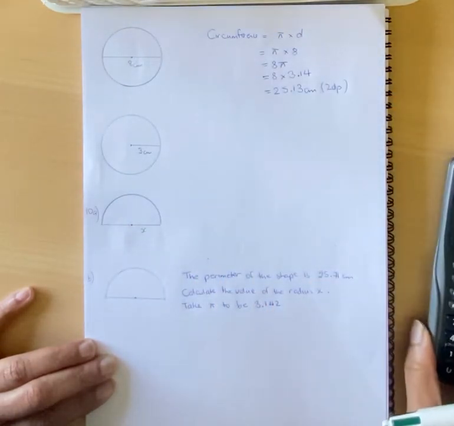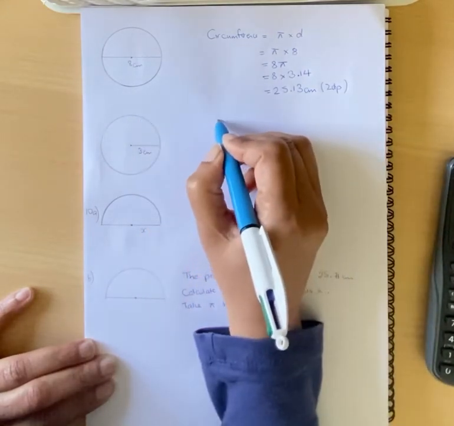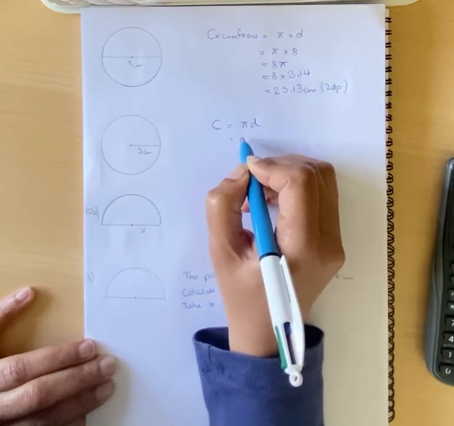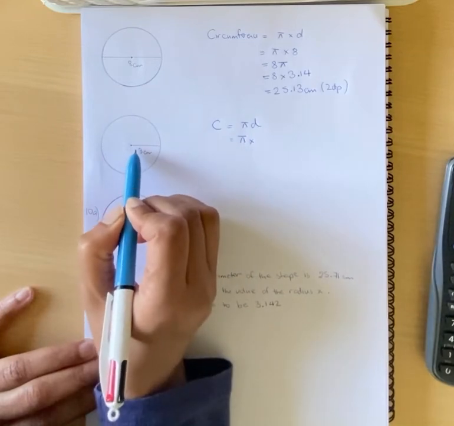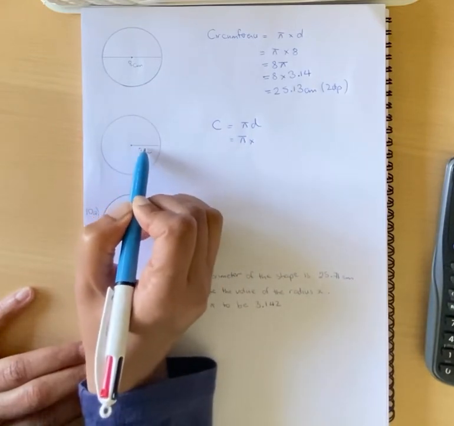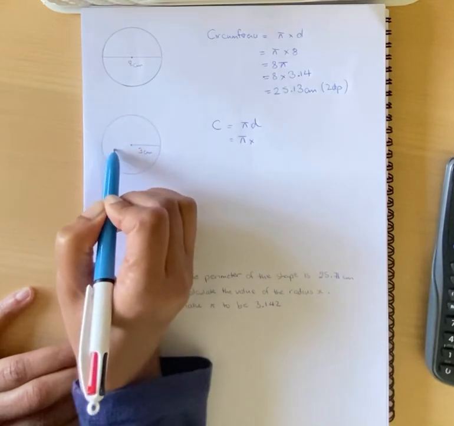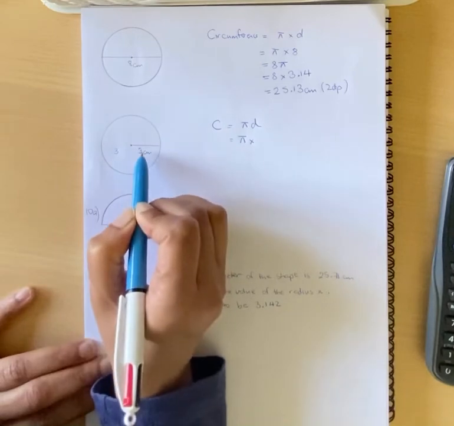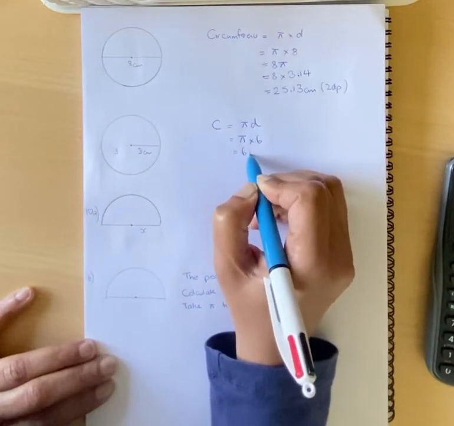Now, the next question here, again, I want to find the circumference. So I know that circumference is pi times d. Again, pi. And what's my diameter? In this case, it's not 3. That's my radius, which is 3. So my diameter goes all the way across, so that's another 3 here. Altogether, my diameter is 6, because 3 add 3 is 6. So pi times 6. Again, it could be 6 pi.